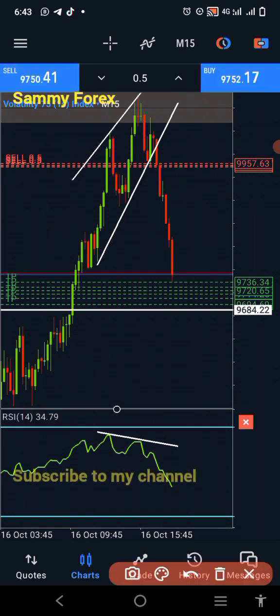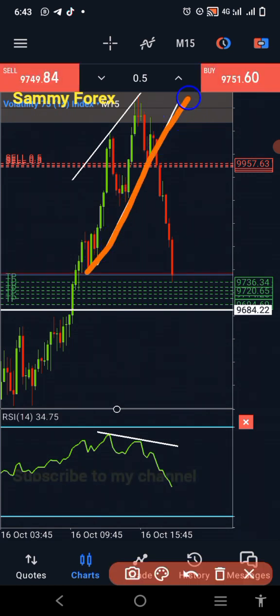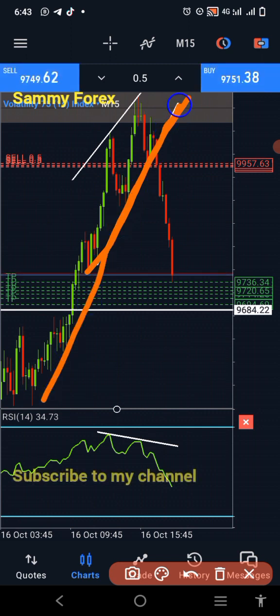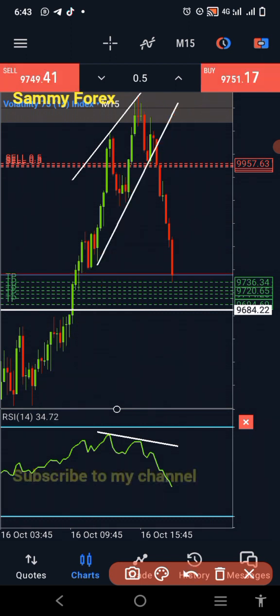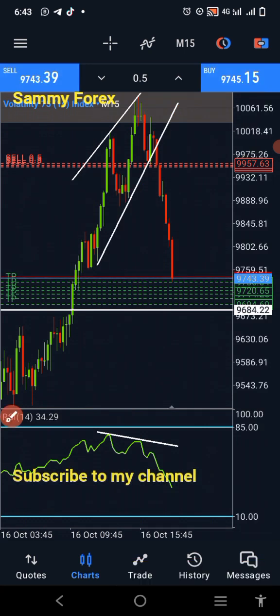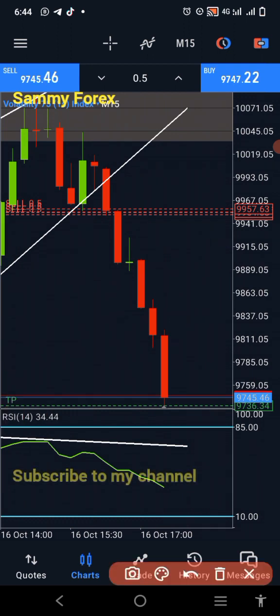And thirdly, I waited for the price to break this line. This is a trend line here. On the 15 minutes time frame, there was an uptrend here. So for there to be a change in direction, price must break this line here, which it did with this candle, which it did with this candle, it did with this candle here.